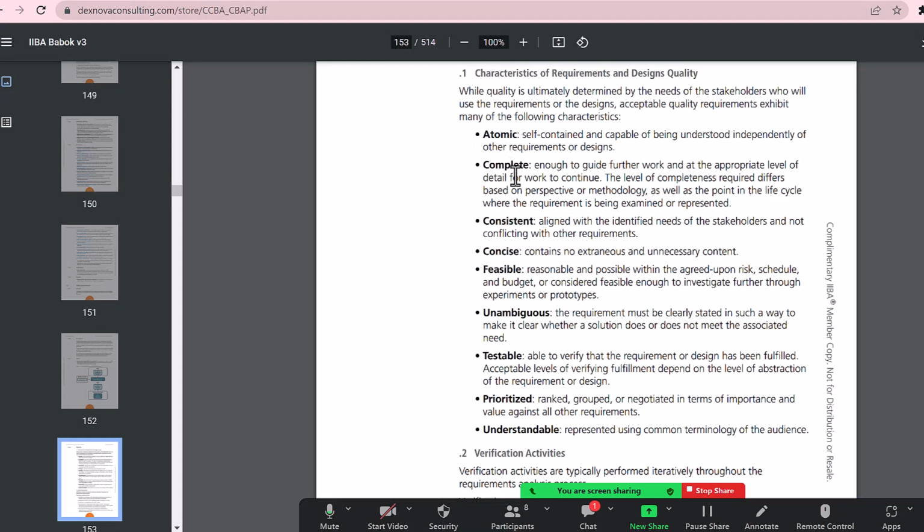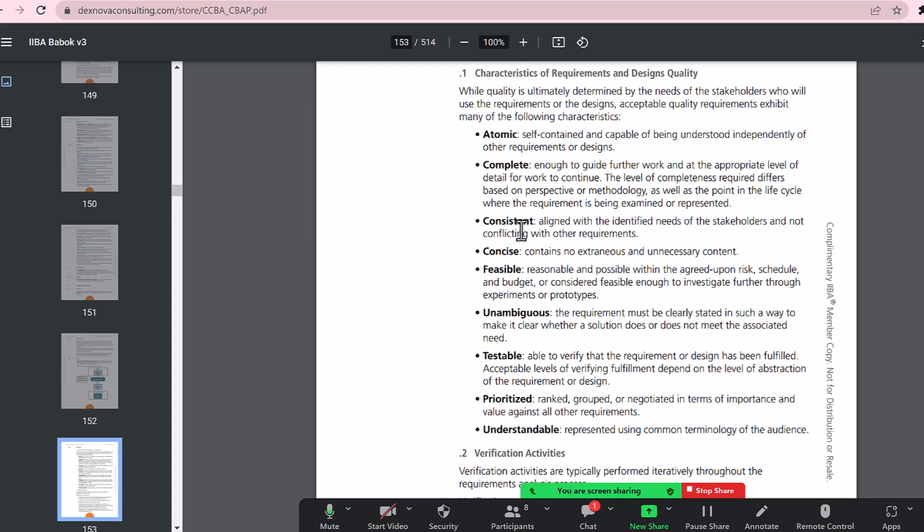Atomic, and complete. Complete in the sense, as I have already told you, you have attached all the documents for that particular requirement, any process flow diagrams, test scenarios, or any documentation you created for that requirement, so that the requirement is complete. It gives enough to guide further work, at an appropriate level of detail, so the developer is not asking many questions. He is able to thoroughly understand the requirement and he can develop. So a requirement needs to be atomic, and it needs to be complete.